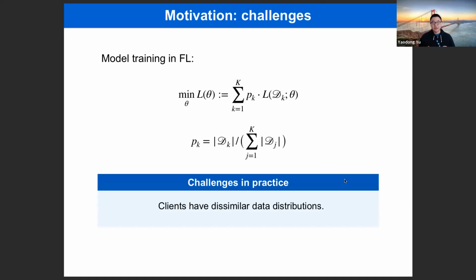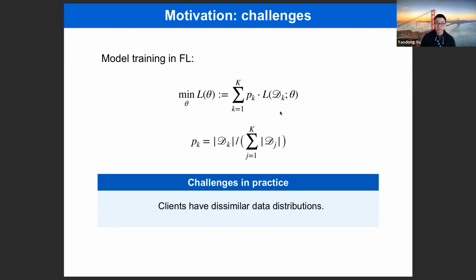This is the training objective for setting up the problem, which is pretty standard in federated learning. We have an objective L of theta, and we are minimizing the weighted sum over k from 1 to capital K. The weight for each client is its number of data points divided by the total number of data points from all the clients.